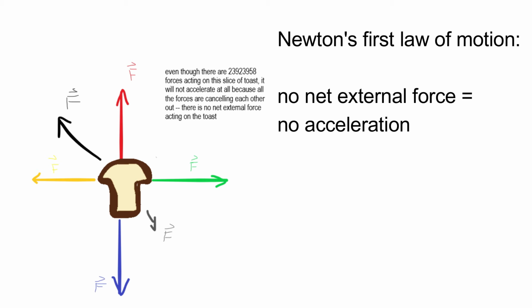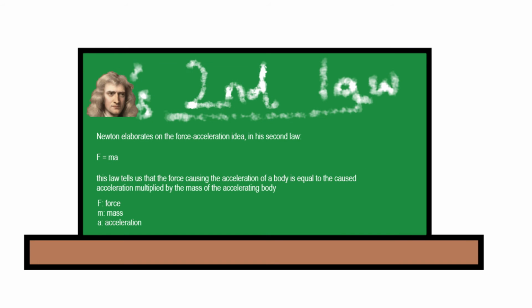In his first law, Newton is telling us that an unbalanced force acting on an object will cause acceleration. There could be 1, 2, 3, 4, an infinite number of forces acting on an object. But as long as the net external force on an object is 0, velocity will remain unchanging. If there is an external force acting on the object, it will accelerate. In his second law of motion, Newton takes this idea and runs with it. In it, he tells us that the force acting on an object is equal to the mass of the object multiplied by the acceleration that is caused by the application of the force. Or simply, F equals ma. Force equals mass times acceleration.